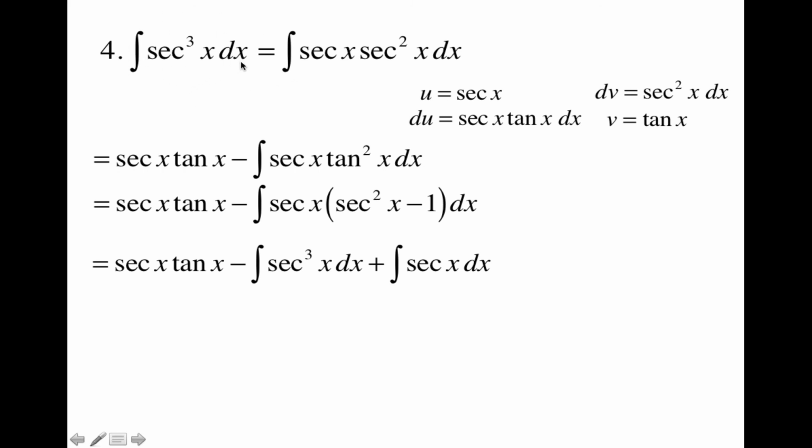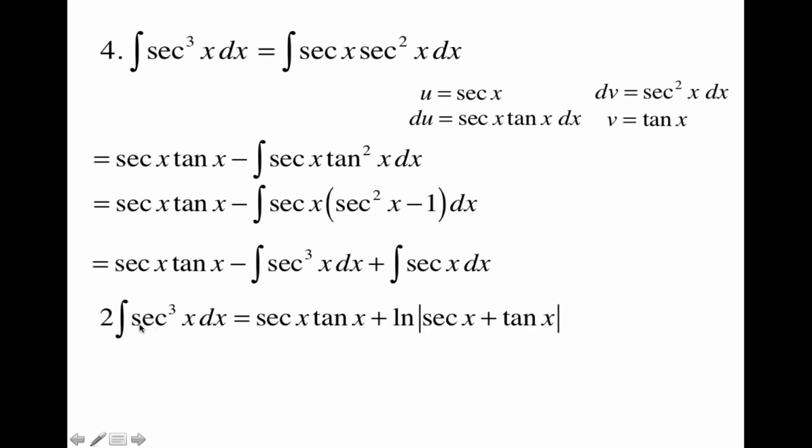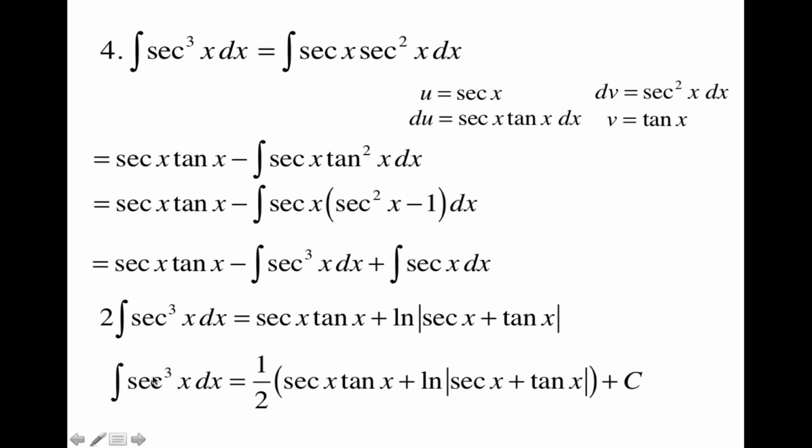So like we did yesterday with integration by parts, since this is one big equation equal to the integral of secant cubed x dx, I can bring this integral over to this integral, so that now I have two integrals of secant cubed x dx equal to the secant tangent x, and we already know the integral for secant, which is the natural log of the absolute value of secant x plus tangent x. And then of course, to solve for the integral, divide by 2 and tack on your plus c at the end.